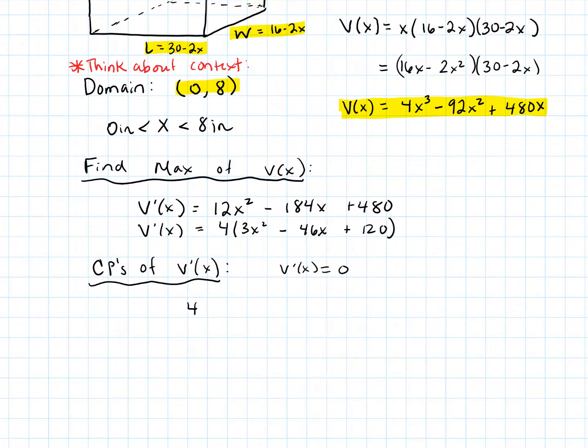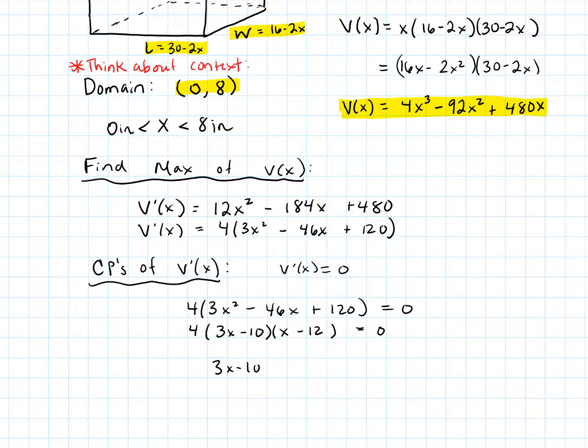So V prime of x equals 0 when 4 times 3x squared minus 46x plus 120 equals 0. We could go to the quadratic formula, but I actually think this guy might factor. Looking at that, I'm thinking I see 12 and 10. So this would be negative 12 and negative 10. That'll do the trick for the factoring, because that'll give me that negative 46, because negative 10x and negative 36x. So this factors: 3x minus 10 equals 0, or x minus 12 equals 0. So x is 10/3, or x is 12.